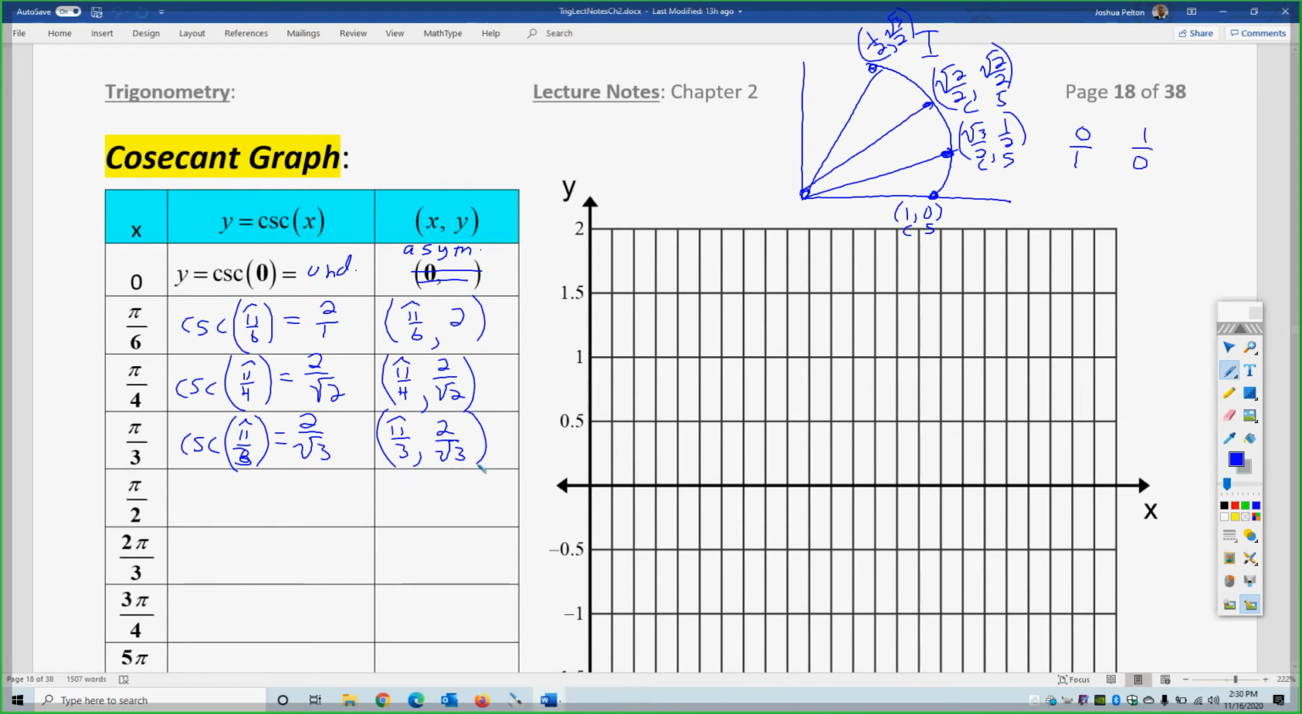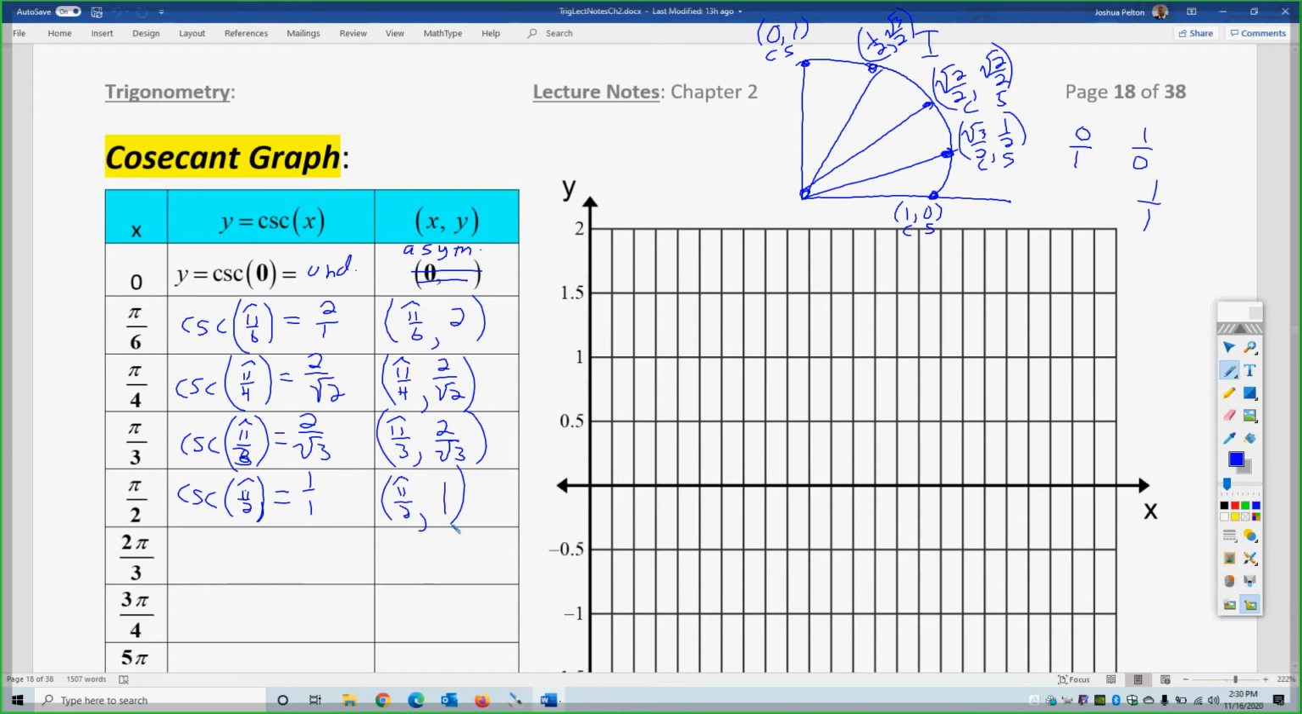Okay, so to finish off the first quadrant, we have the 90-degree angle, pi over 2, which is a coordinate of (0, 1). So if sine is 1, that's really 1 over 1. So if I reciprocate it, I still get 1 over 1. So the cosecant of pi over 2 is 1 over 1. So if I plug in pi over 2, I get 1.